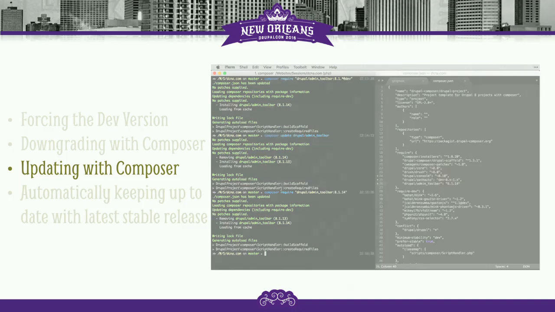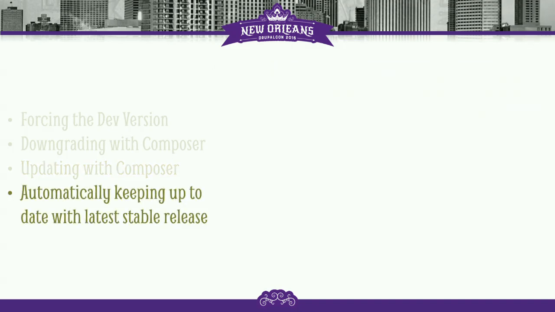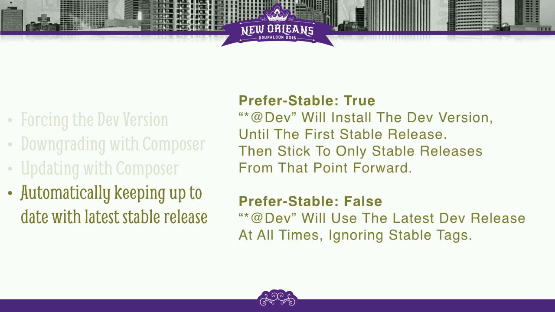Cool. So I mentioned that I only specify versions when I need to downgrade. Usually I follow this technique of automatically keeping everything up to date with the latest stable. I set my prefer stable to true, and in that instance, star at dev for the version will install the dev version until there's an official release, and then stick to official releases from that point forward. If you set prefer stable to false, then it's just going to use the dev version no matter what, for better or worse. It'll also affect all of your packages and projects.